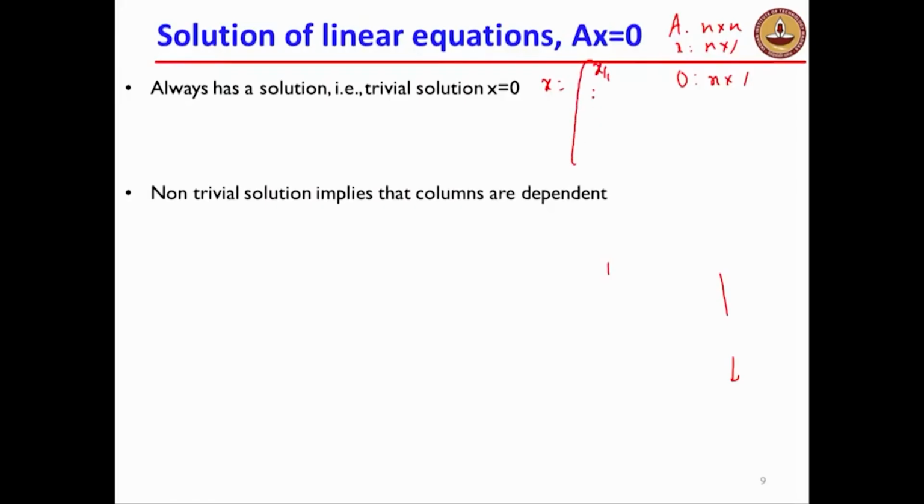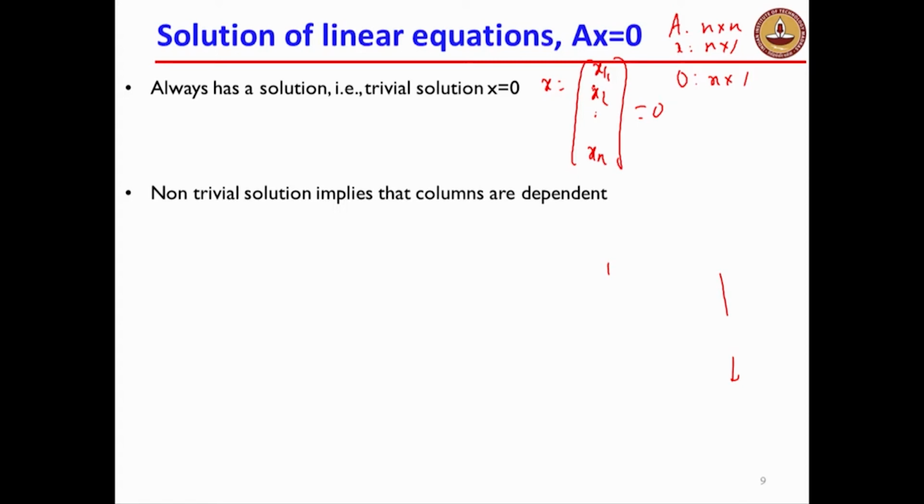I am only interested in square systems of equations now. Later on we will look at underdetermined and overdetermined equations, which means more variables or fewer variables. Those we will come to later. Right now we are only interested in square systems of equations, which means as many equations as there are variables. So, Ax equal to 0 always has a solution. And what is that? The trivial solution, x equal to 0. When I say x is a vector, x1, x2 all the way up till xn, this equal to 0 is always a solution.